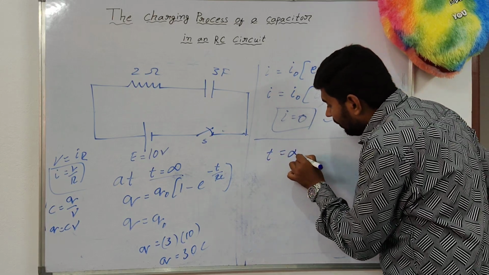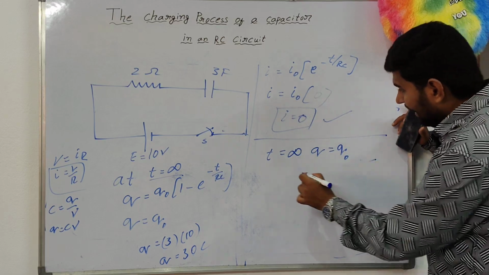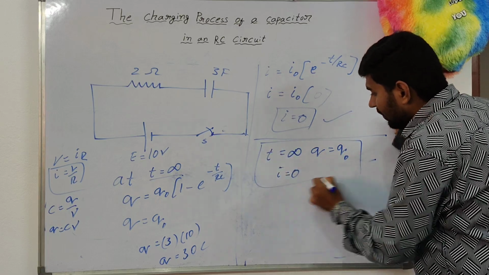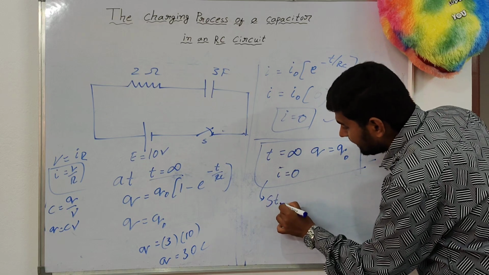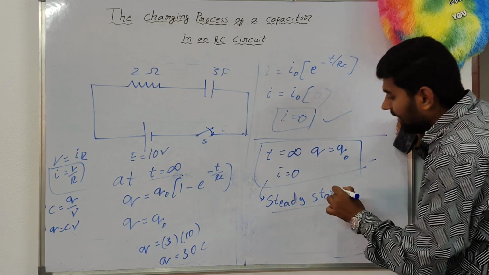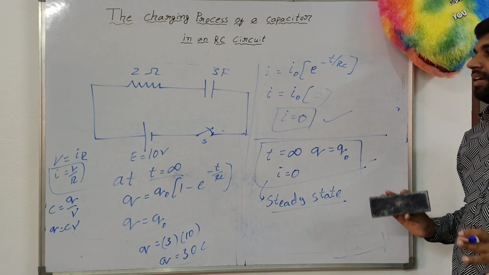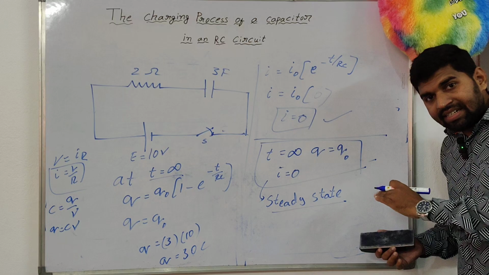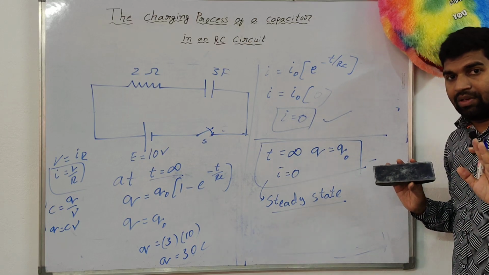And here you have to remember one point. Whenever t is equal to infinity, q is equal to q naught, I is equal to 0. In this case, there is no current flowing through the circuit. This state is called steady state. Is that clear? If there is no current flowing through the circuit, the state is called steady state. In this RC circuit, as the charge increases, the current decreases gradually.